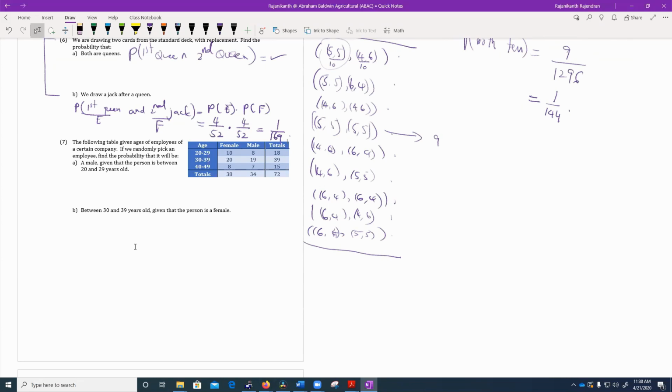Here we go. So this is the last problem about conditional probability. The following table gives the ages of employees of a certain company. If you randomly pick an employee, find the probability that, so you are picking a person with this chart. The question is now, find the probability of choosing a male, given that that person is between the ages of 20 to 29. Again, this is conditional probability, F and E. So you are given a number of persons. Therefore, I'm using the number formula.